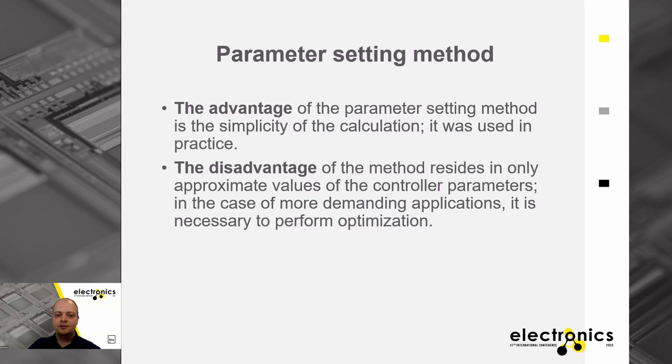The advantage of this Ziegler-Nichols method is that the parameter setting is very simple. It's simple to calculate, and it is used in practice. The disadvantage of this method resides in that it gives only approximate values of the control parameters. In the case of more demanding applications, it is necessary to perform optimization.